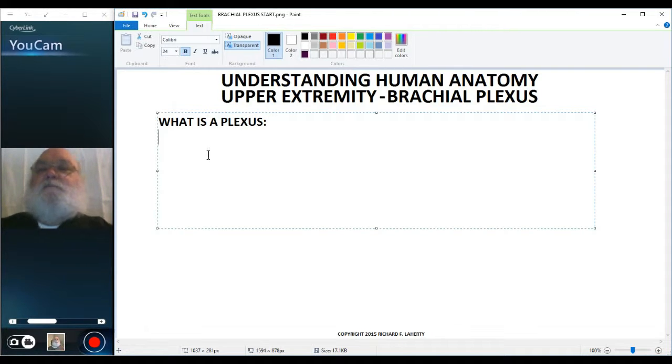Now, plexi in general are areas where a lot of things interconnect, where you have branching from one structure onto another back and forth to make a mesh work. The brachial plexus is one of 3 or 4 nerve plexi. And it depends on how you count the plexus for the lower extremity, is 1 or 2 plexi.